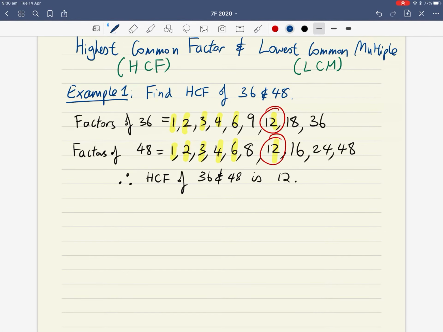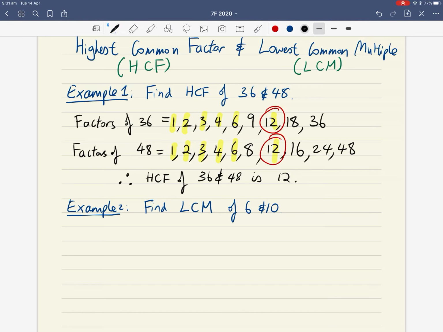Now, next we're going to look at the lowest common multiple. It's pretty obvious from the name, so you're looking at multiples. You're looking at the multiples which are in common between two numbers, or even more numbers, and finding the smallest common multiple. So let's test this out with example 2. Example 2 says, find the lowest common multiple, LCM, of 6 and 10.